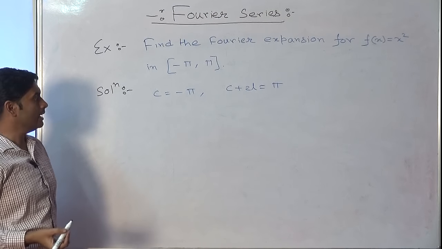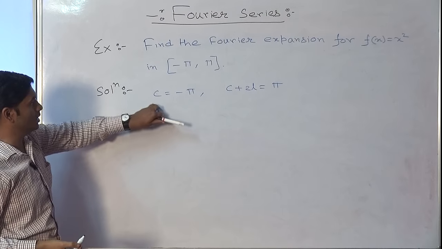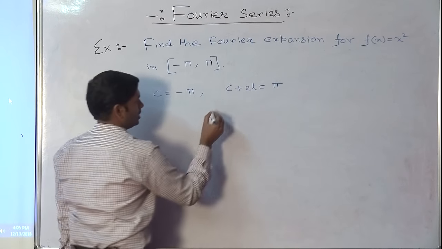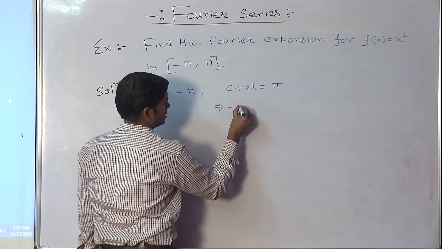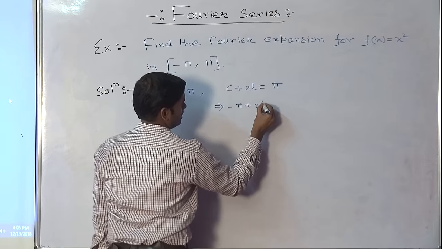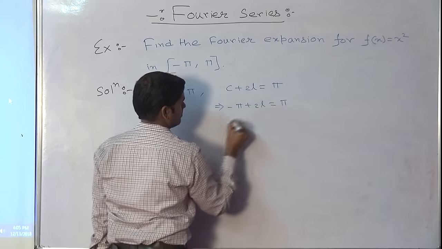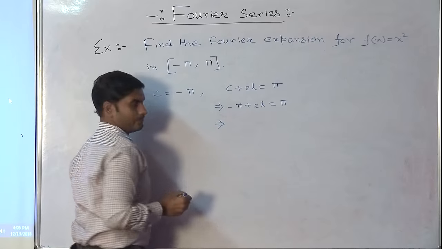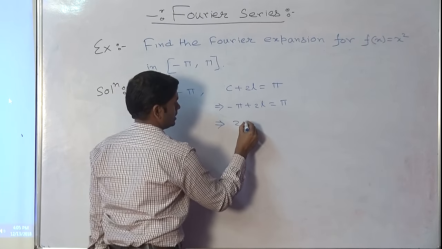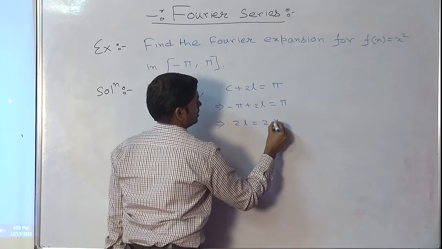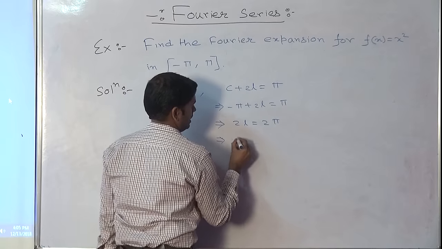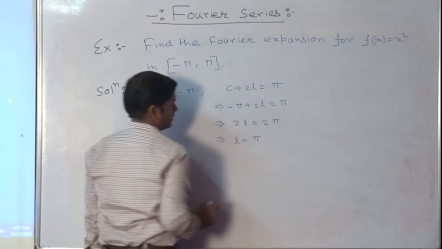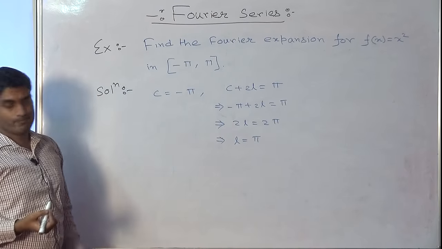Now we have to find L. Just put that C equal to minus pi in the second equation. So it will be minus pi plus 2L is pi. So this means 2L is 2 pi. So L is pi.